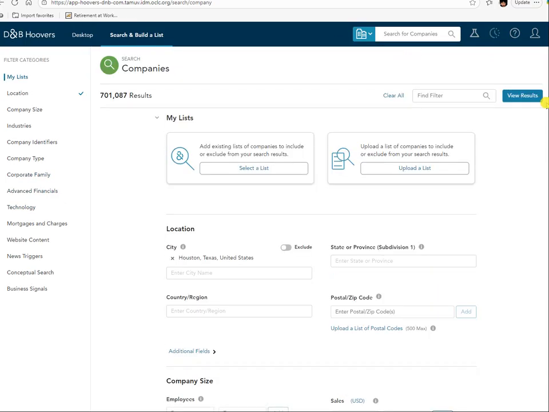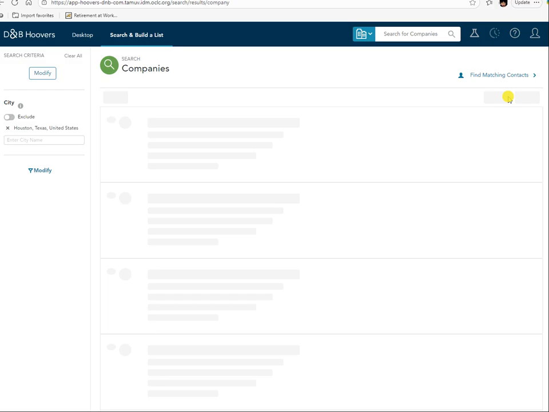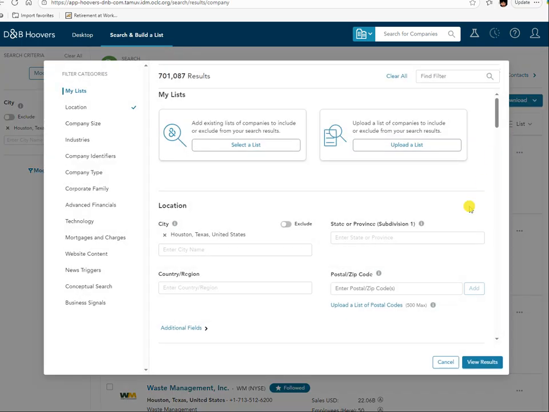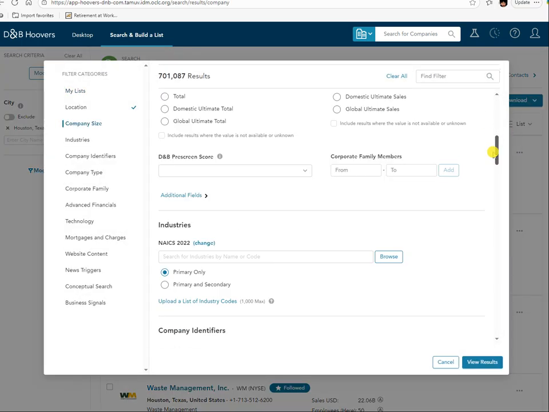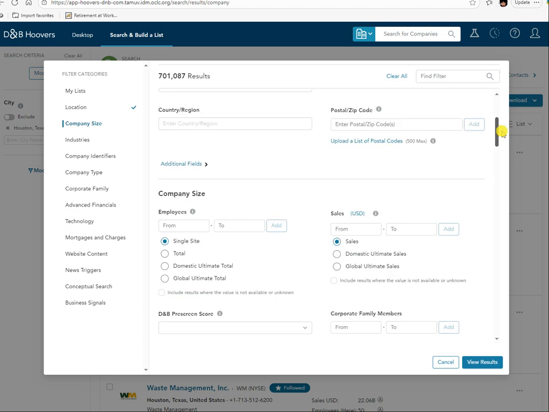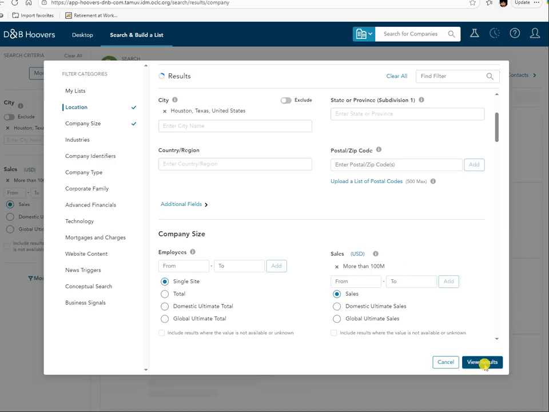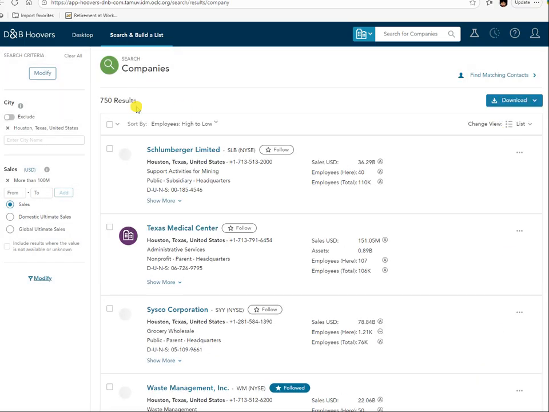Right, so I want to take a look at those big corporations. Right, I think I forgot to add the sales numbers, but we can add those numbers easily. Okay, over 100, click add. Okay, now it's added. Can view results again. Okay, now I have 750 corporations.